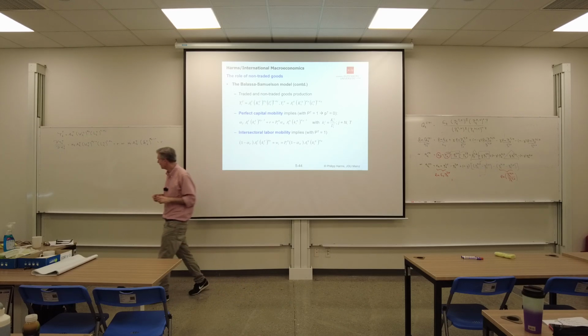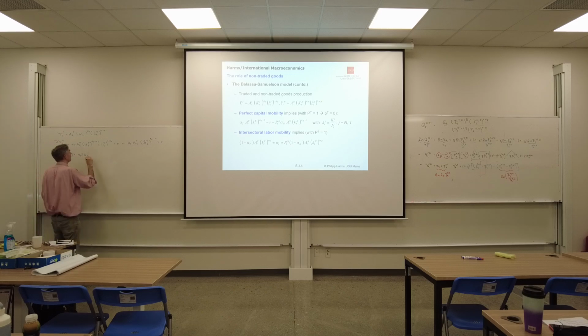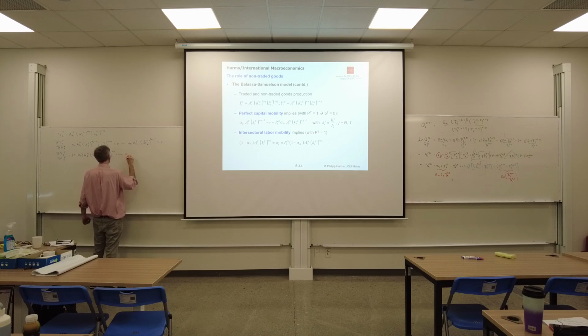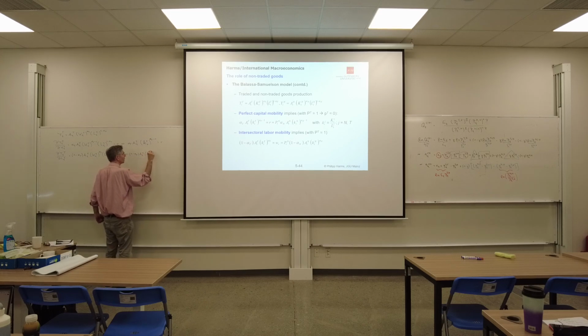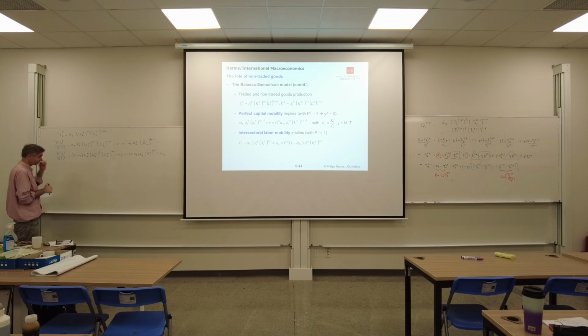Now, let's first do the nerdy stuff, and let me hope that I'm not going to screw up this time. This is 1 minus alpha T, A_T, k_T to the power of alpha T, L_T to the power of minus alpha T, and that has to be equal to W. That's equivalent to saying 1 minus alpha T, A_T, k_T to the power of alpha T equals W_T. So that's the logic.